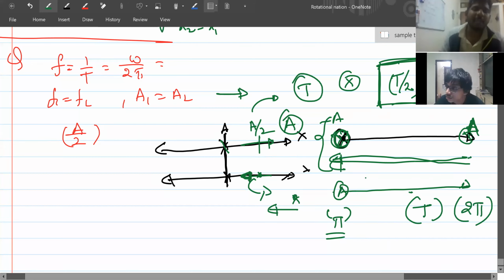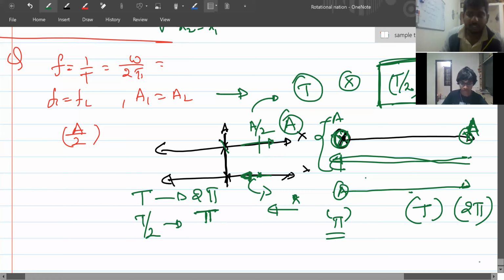Because it is half a time period ahead of it and it is half a time period behind it. Got it? If a gap of time period T is there between both of them, then the phase difference is 2 pi, right? If the time gap is T by 2, then the phase difference is pi.